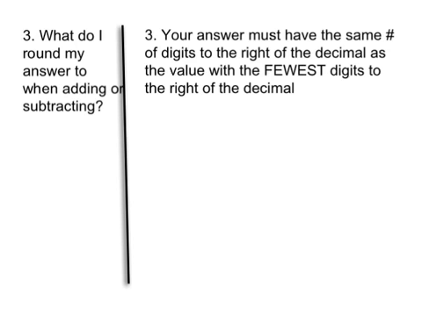All right. So our third question here is what do I round my answer to when adding or subtracting numbers? Okay, so in adding or subtracting, the key is the decimal point. Your answer is going to have the same number of digits to the right of the decimal point as the value with the fewest digits to the right of the decimal point. Sounds really confusing, but let's take a look at an example.